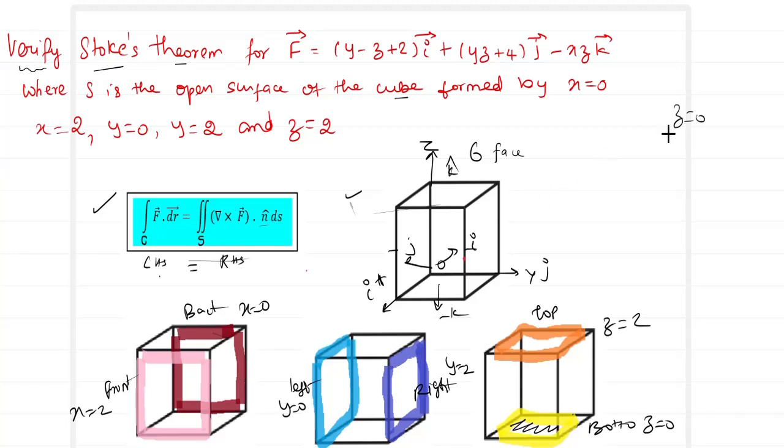Now one of the faces, z equal to 0, has been cut off from the 6 faces. So how many faces are left? We have 5 faces left. What are they? x equal to 0, x equal to 2, y equal to 0, y equal to 2, and the top portion z equal to 2. So now I'll have to evaluate my double integral over S for all these 5 faces. For these 5 faces, I'll first have to evaluate del cross F, then take the dot product with n cap dS. Okay, so now let us compute del cross F.